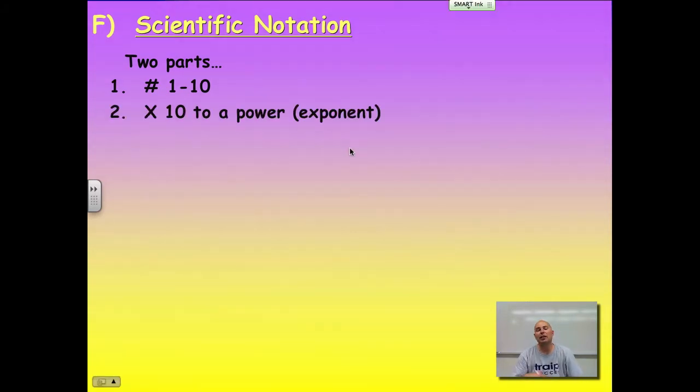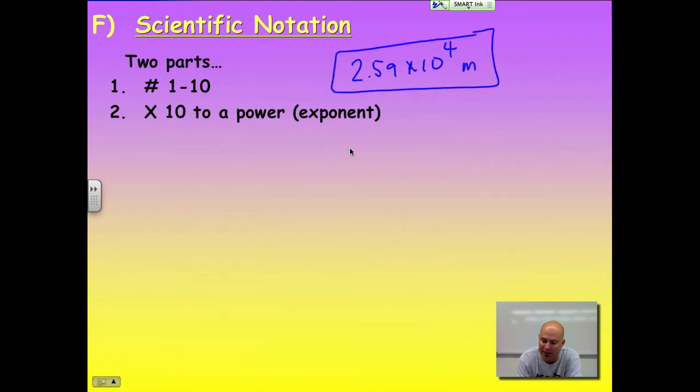The second is multiplied by or times 10 to a power. Basically times 10 to an exponent. And you've seen scientific notation before, let's say we have 2.59 times 10 to the fourth, okay? Whatever that unit is, you're going to see I'm a real stickler for units, but let's say we have 2.59 times 10 to the fourth meters. That's how we would describe scientific notation.